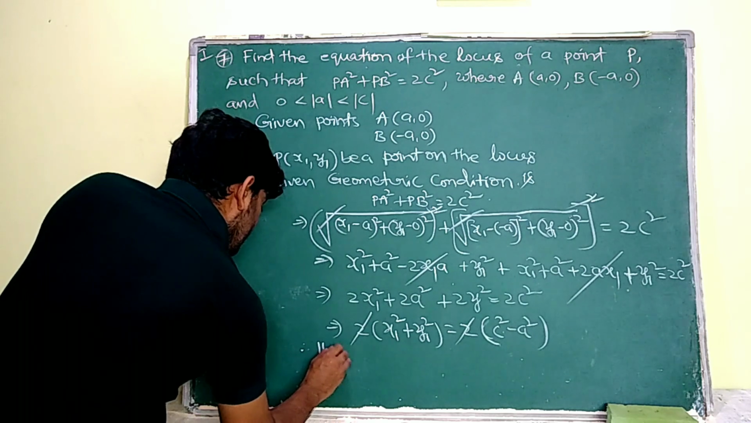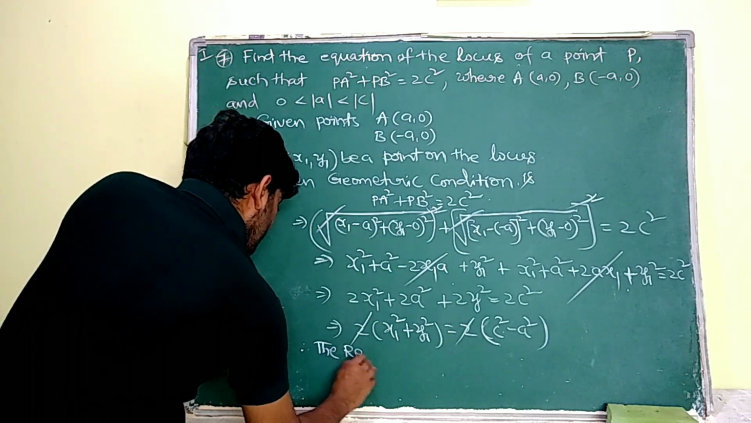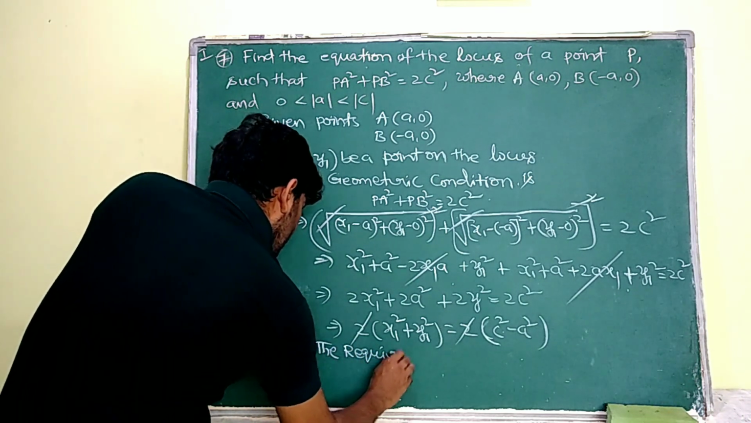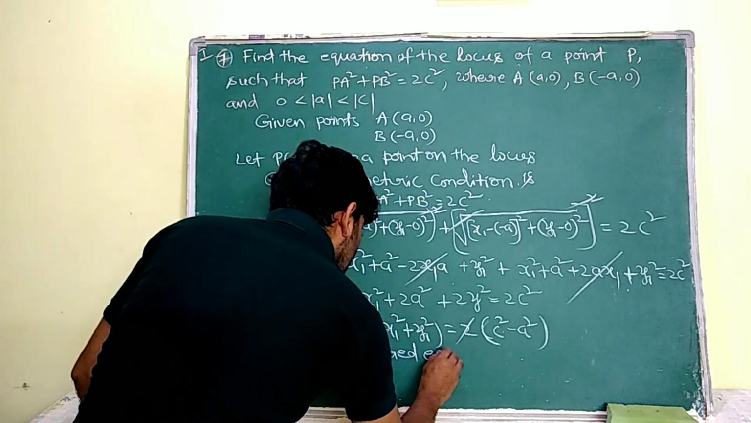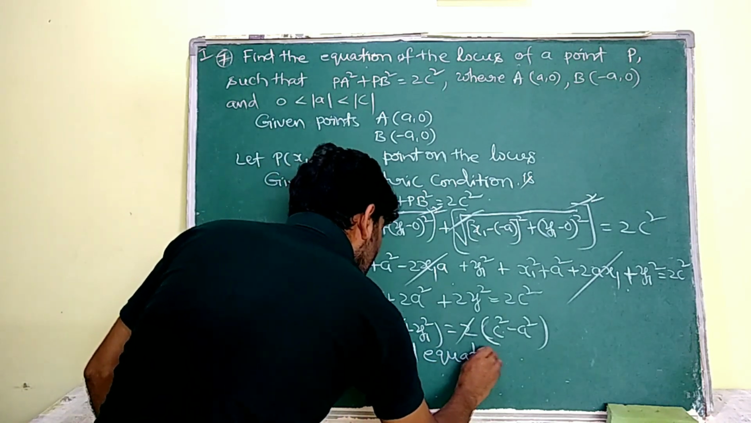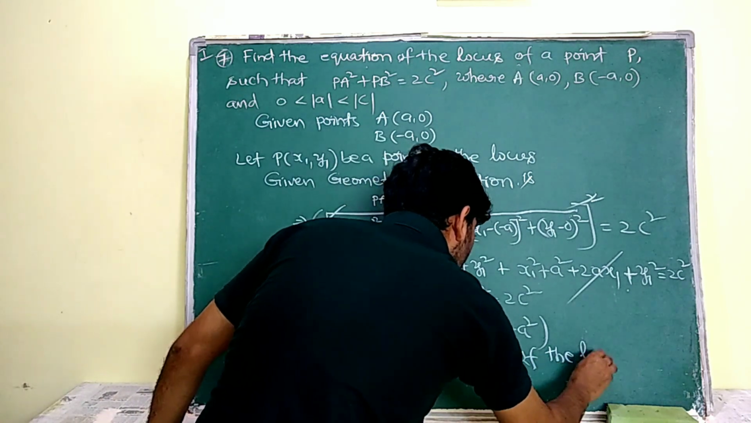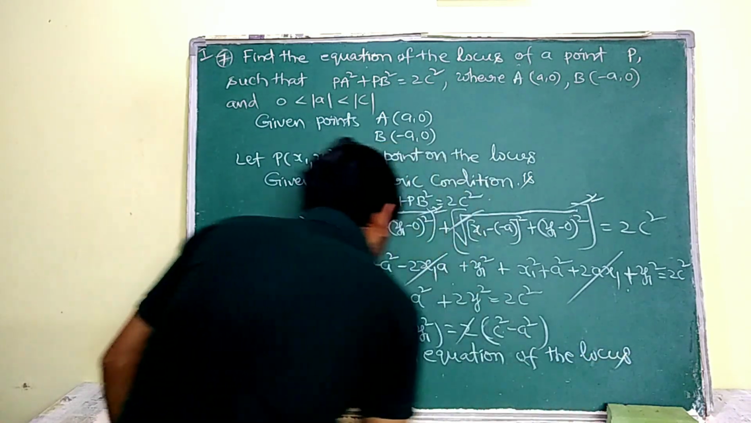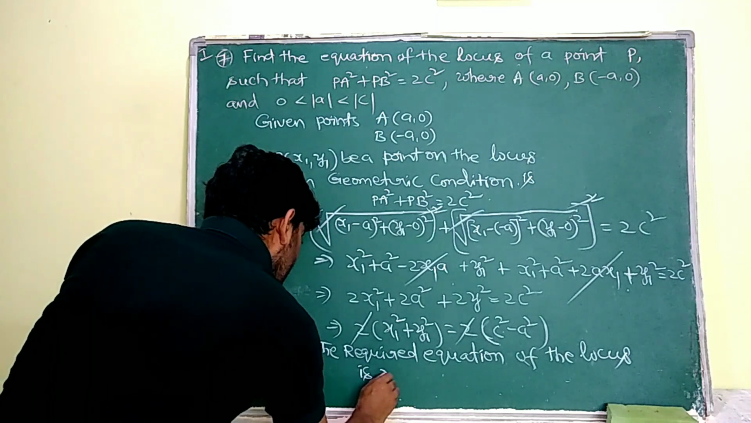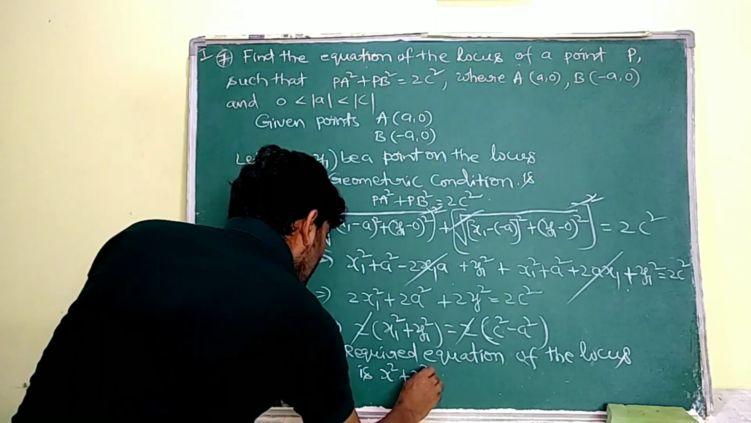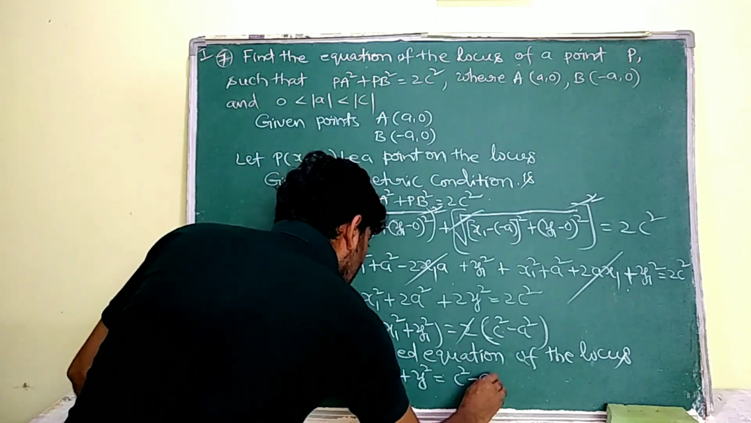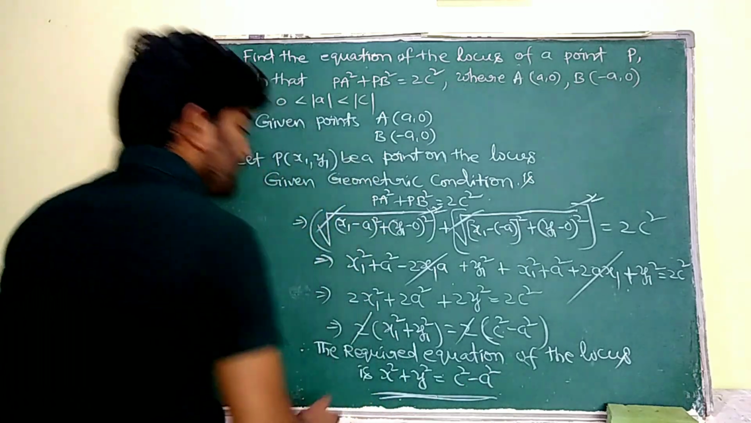Therefore, the required equation of the locus is x square plus y square is equal to c square minus a square. That's it.